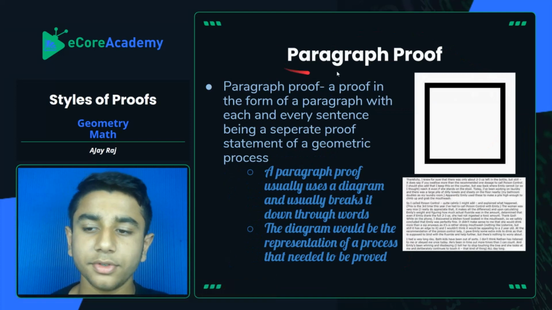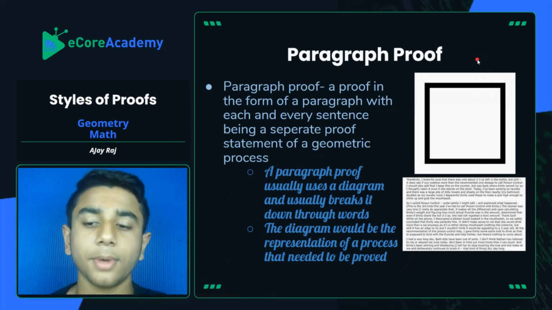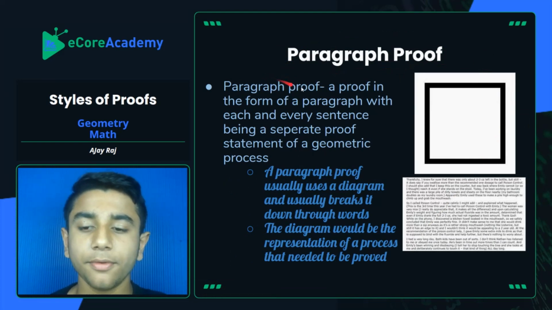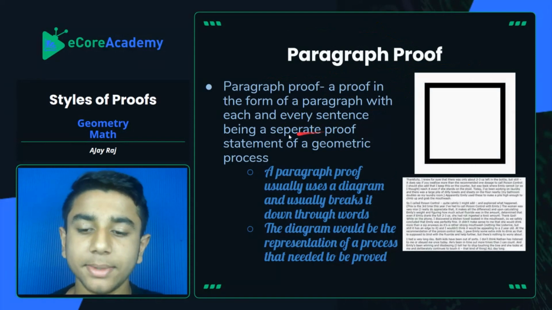So the next style of proof is the paragraph proof. Just like the two-column proof, it's one of the most popular. The two most popular ones are the two-column proof and the paragraph proof. So the paragraph proof is a proof in the form of a paragraph, as the name suggests, with every sentence being a separate proof statement of a geometric process.